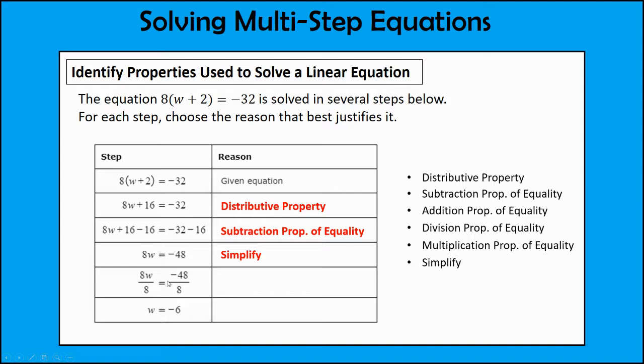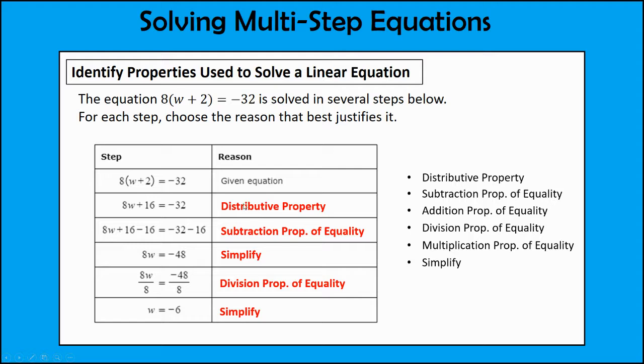Okay, step 4 to step 5, what's the difference? Well, we've divided each side by 8. We want to make the coefficient of w become a 1. To do that, we have to divide each side by 8. As a result of this division, 8 divided by 8 is 1. That's going to give us w. Negative 48 divided by 8 is negative 6. So what we did from step 5 to step 6 is we simplified. Okay? So that's our solving process.